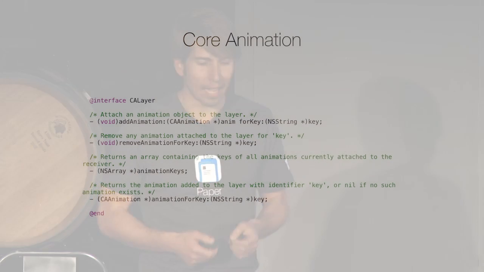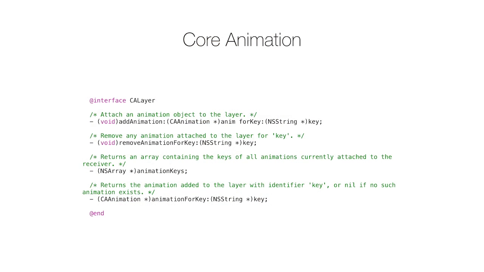So now, here's the Core Animation API. How did we go about doing this? The Core Animation API is actually quite nice. It's very powerful. It lets you add animations, stop animations. But it also, most importantly, lets you query your layers for the currently active running animations.